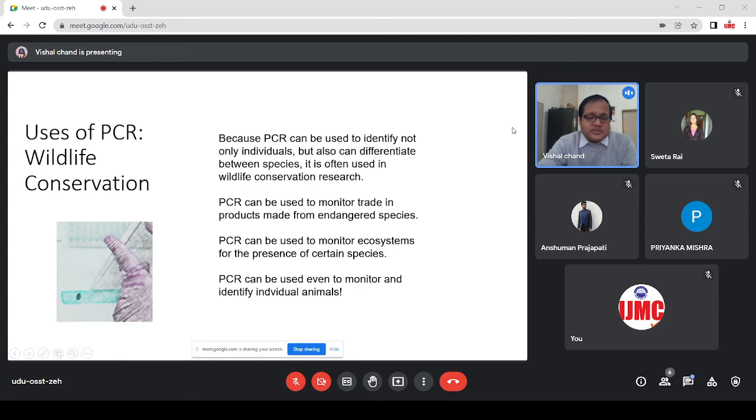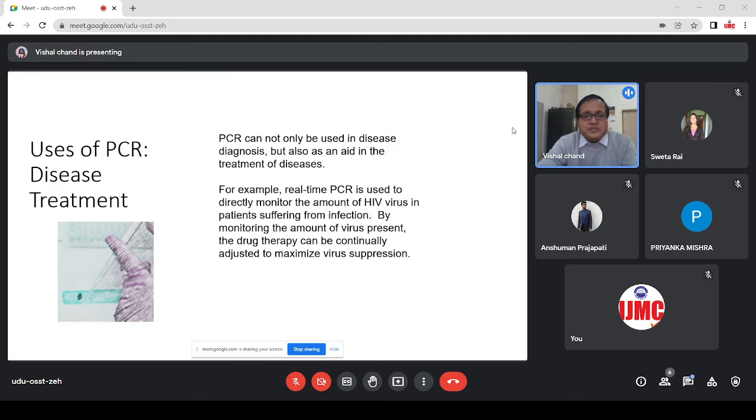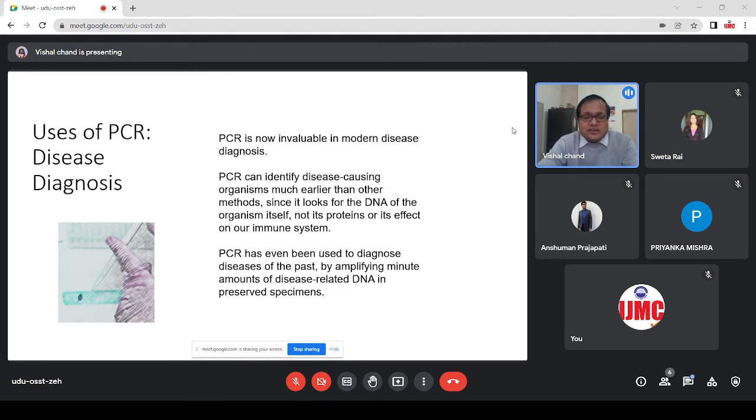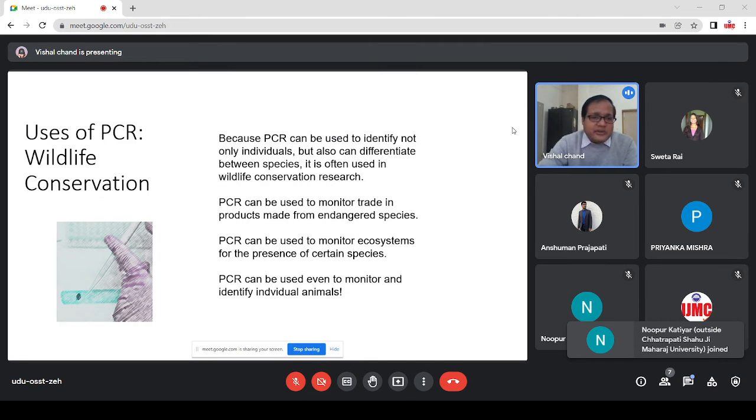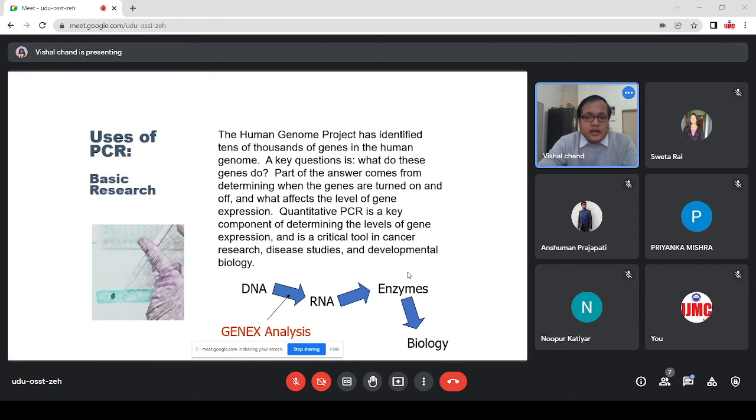As pharmaceutical students, I think you are more focused on PCR for disease treatment or disease diagnosis. But you can see that in archaeology and wildlife conservation, PCR helps a lot in so many areas. In basic research also, you may know about the Human Genome Project. This project was completed only because of PCR. If there were no PCR method, I think we would be unable to complete the Human Genome Project.